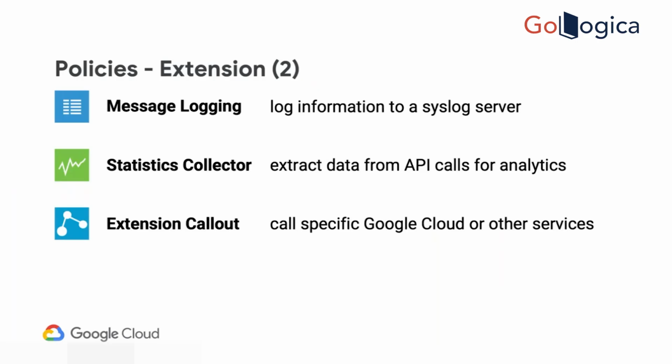Then we have the statistics collector policy, which extracts data from the API call for analytics. And then we have extension callout. This will call Google Cloud and other services. So these are some of the policies that are used there.